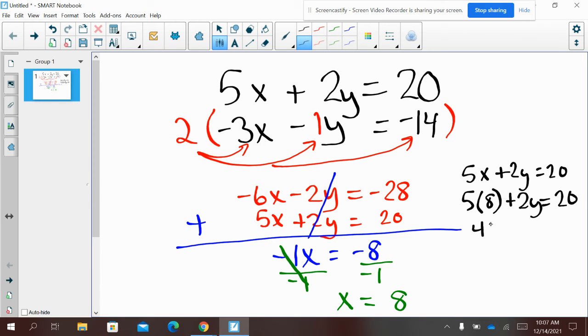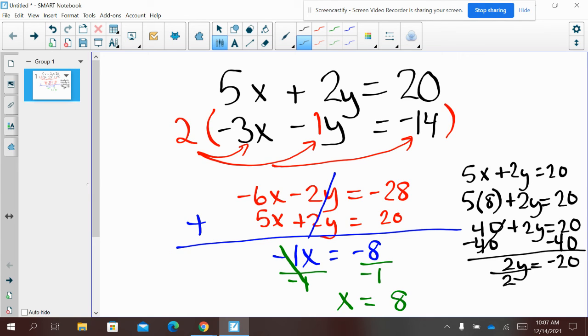So 5 times 8 is 40. 40 plus 2y is equal to 20. I'm going to subtract 40 from both sides because I want to isolate the y. I want to get it by itself. Right? And I am left with 2y is equal to negative 20. Finally, to get that 2 coefficient away, I'm going to divide both sides by 2, and I've gotten y by itself now is equal to negative 10. So our solution to this system of equations is 8 comma negative 10.